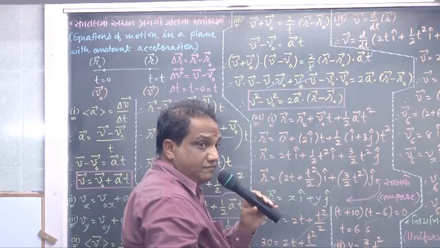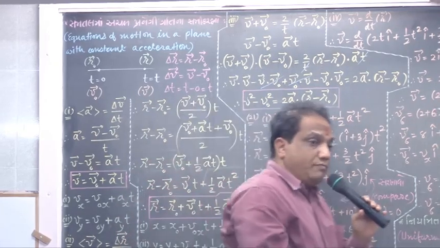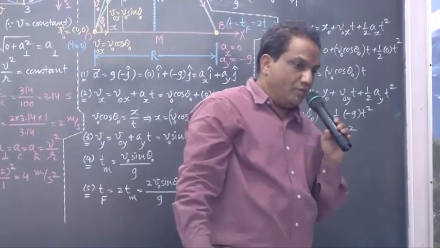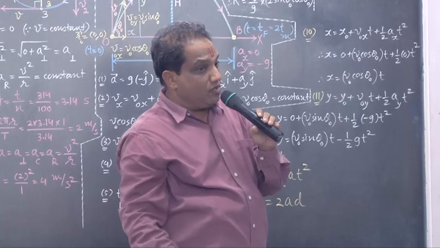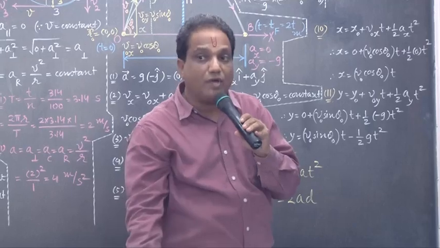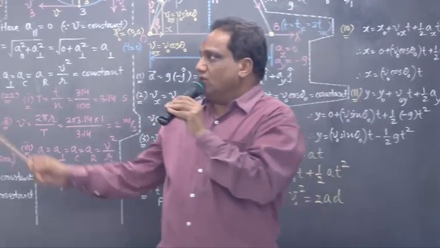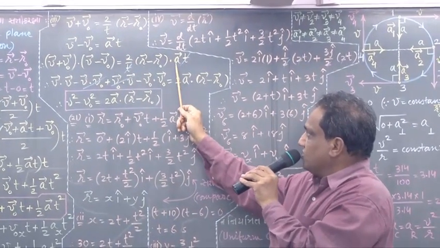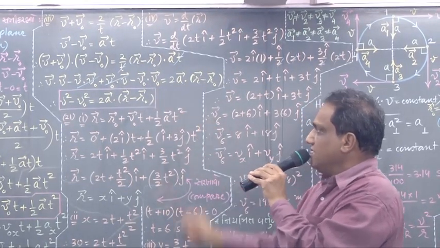Can I change the order? Yes, because the dot product is commutative. Vector a dot vector b is equal to vector b dot vector a. In a dot product you can change the order. So here also I change the order, and t and t get cancelled. I write 2, first vector a dot, and later the vector r minus vector r0.